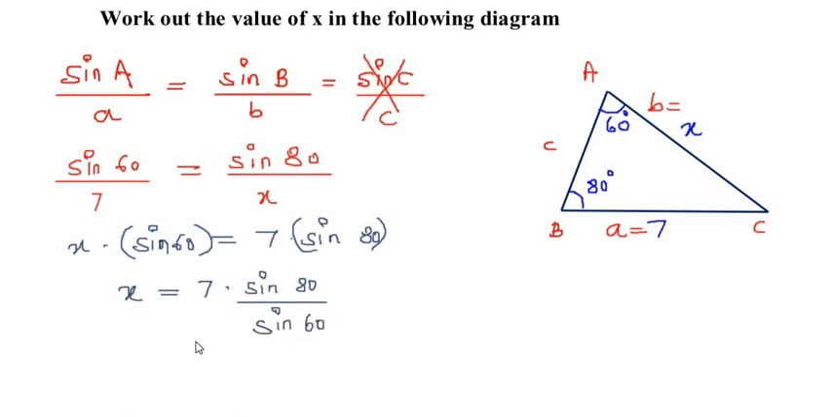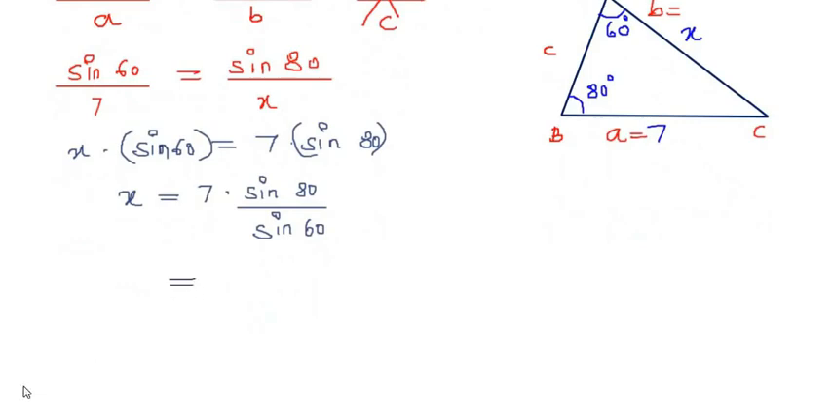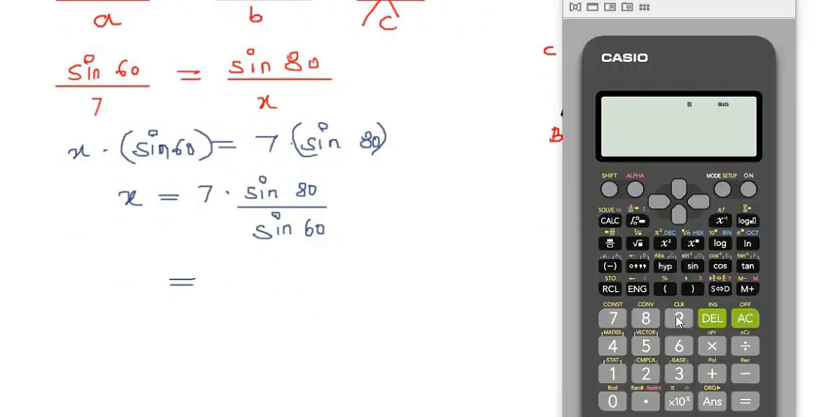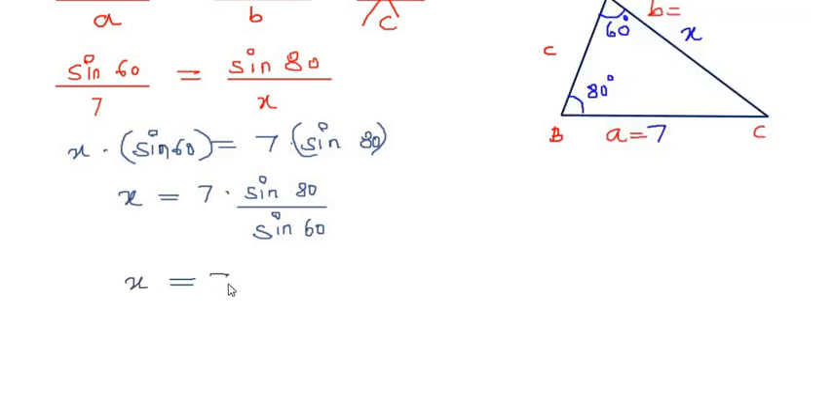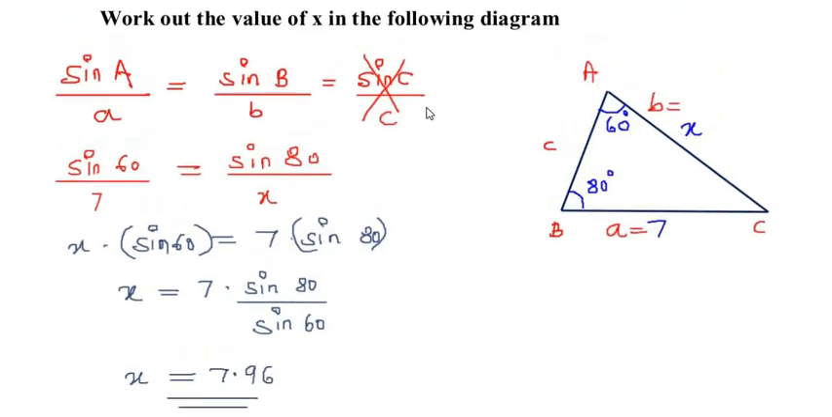Now use a calculator to calculate the value of x. So we have 7 multiplied by sine 80 divided by sine 60. We get 7.96. So the value of x is 7.96, which is the missing side. This is how we use the sine rule to find the side of a triangle.